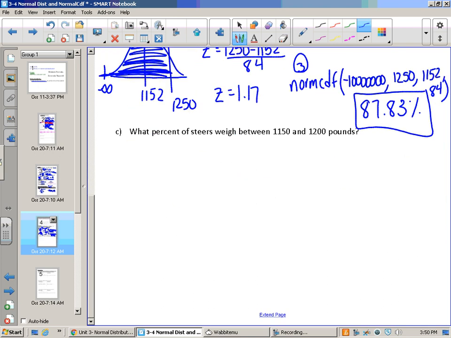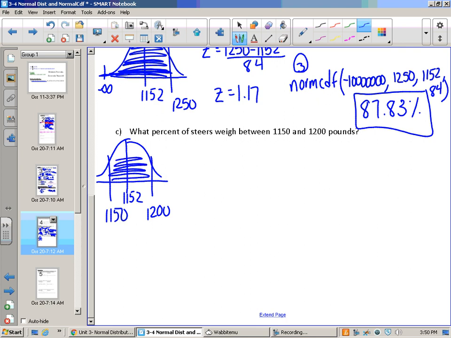Okay. One more together. What percent of steers weigh between these two values? So drawing my curve again, 1,152, 1,150 is below, 1,200 is above, shading in between. Now I need to find two z-scores. My first z-score is negative 0.02. My second z-score, if you calculate it, is 0.57.